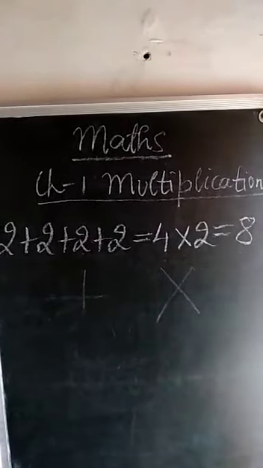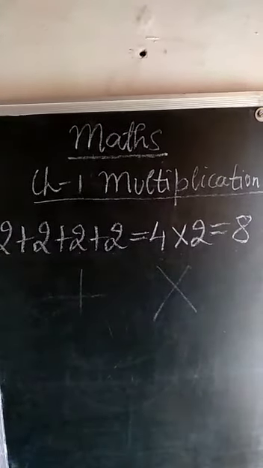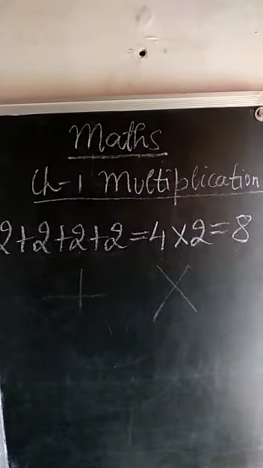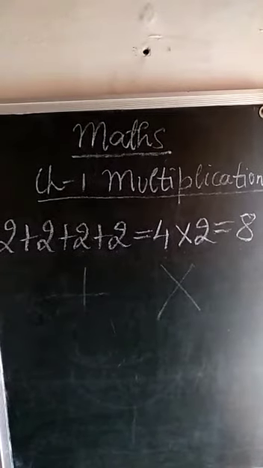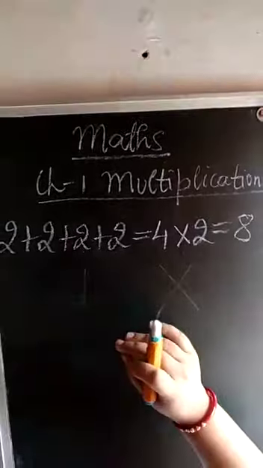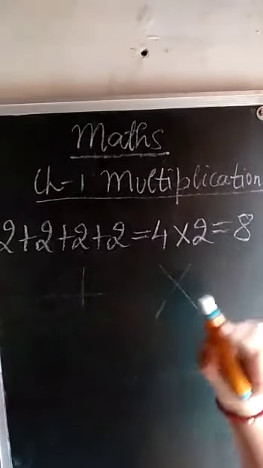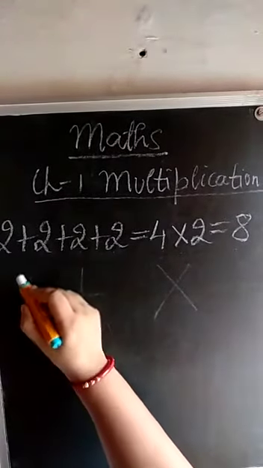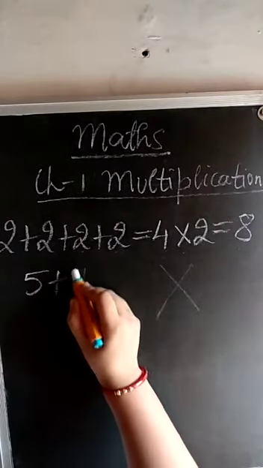Because we are very well aware of the tables from 2 to 8. Since your nursery class you have learned the tables, so you should be able to understand the concept of multiplication very easily. Now for example, I have number 5.